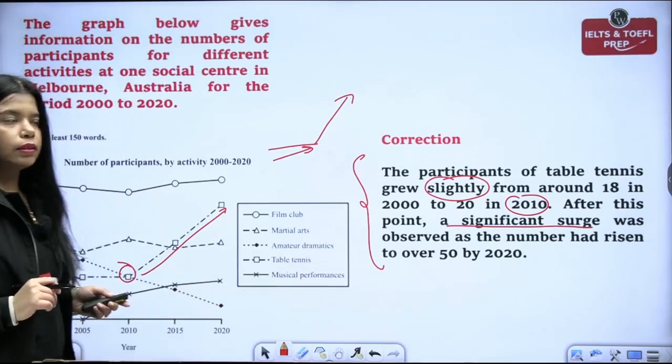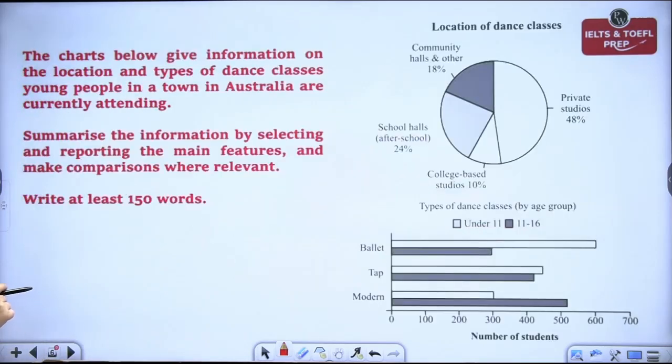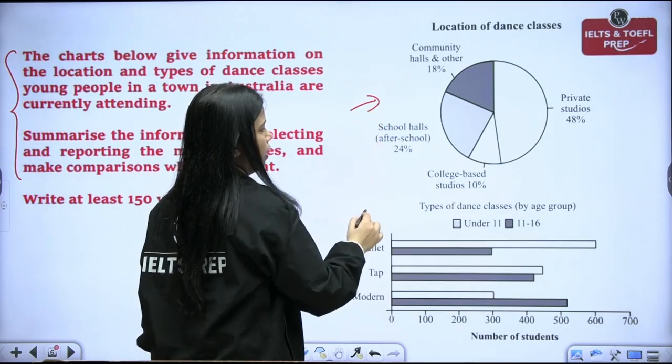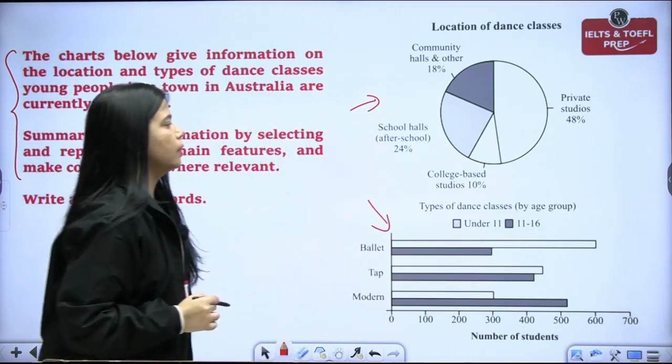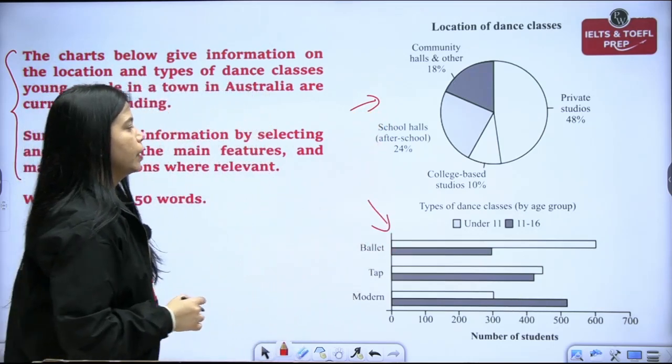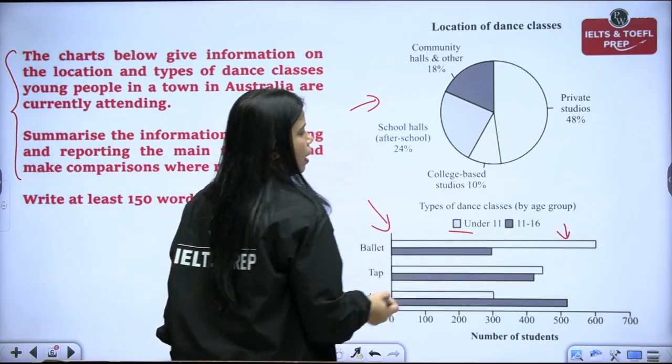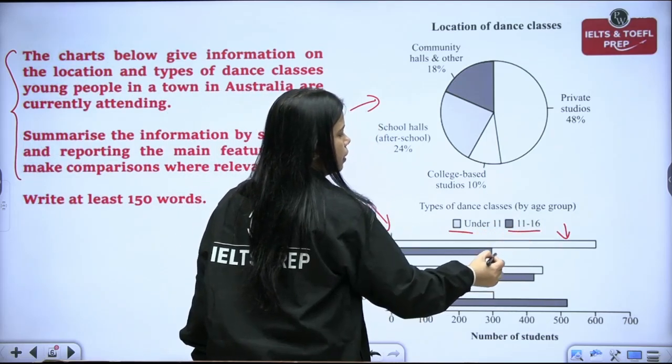Moving on to the next graph. Okay, now this one over here says the charts below give information on the location and types of dance classes young people in a town in Australia are currently attending. Okay, now here we have location of dance classes and here we have types of dance classes by age group. So under 11 is this white bar and 11 to 16 is this gray bar.